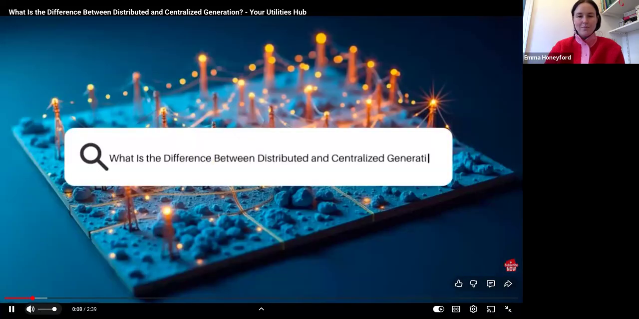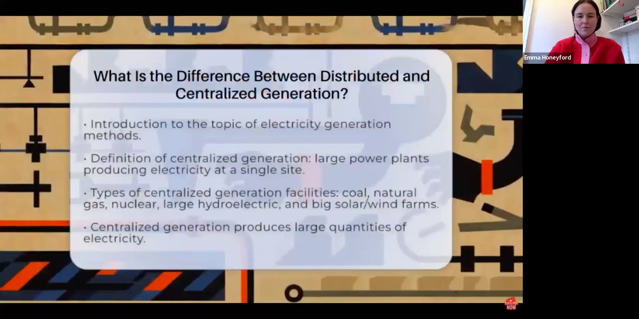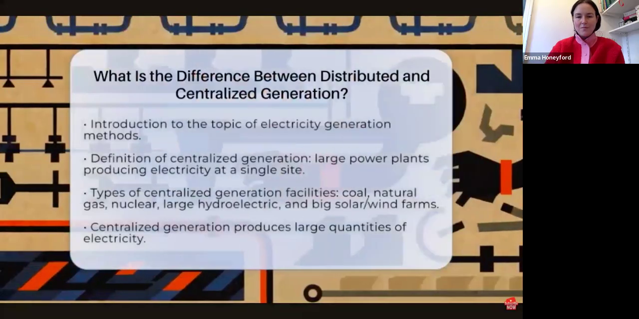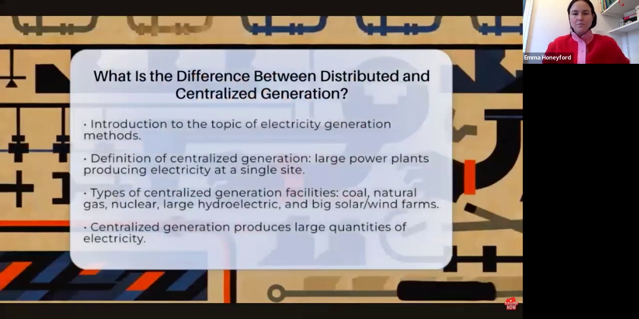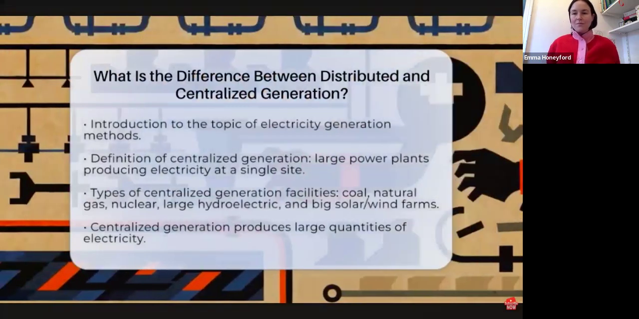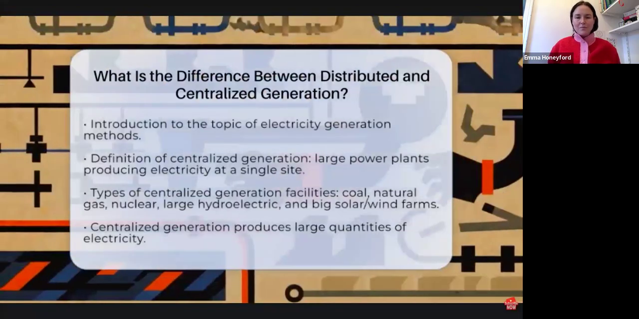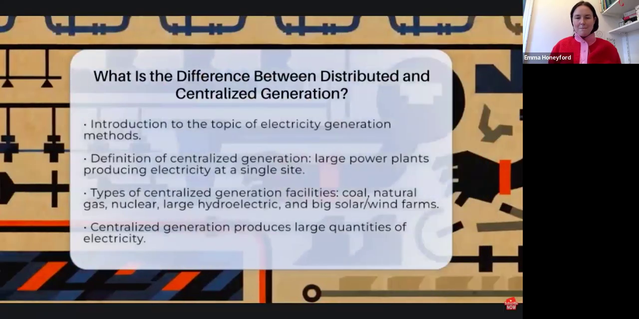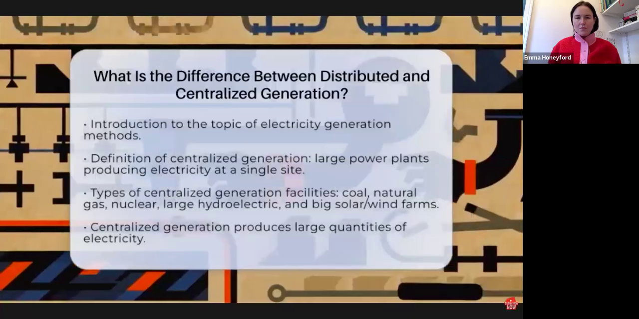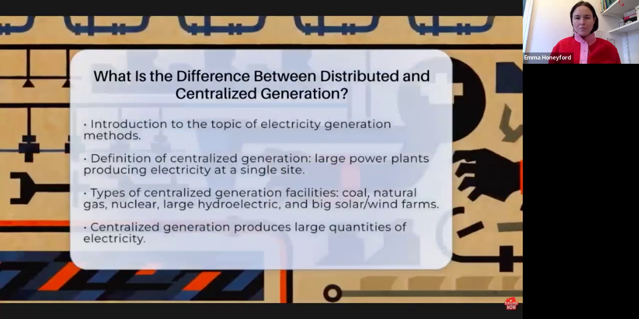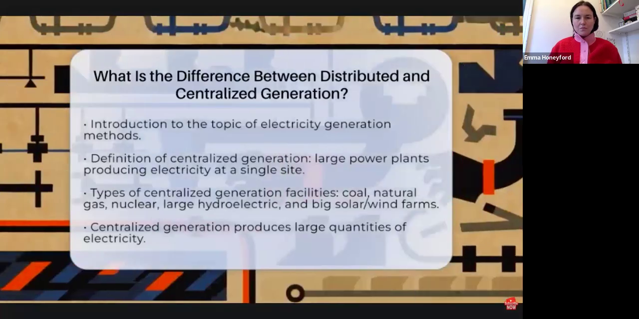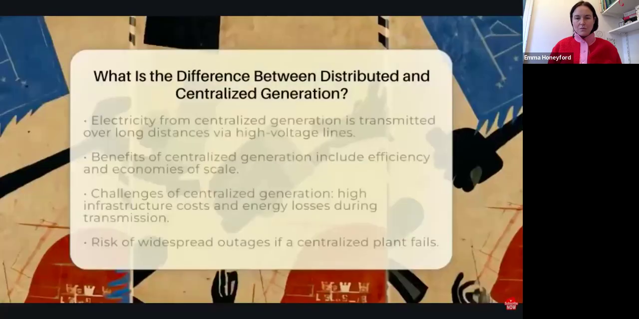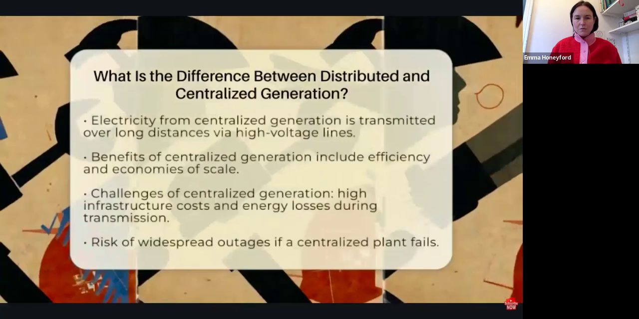What is the difference between distributed and centralized generation? Have you ever wondered how electricity gets from power plants to your home? Today, we will break down the differences between distributed generation and centralized generation. Understanding these concepts can help you appreciate how energy is produced and delivered. Centralized generation refers to large power plants that produce electricity at a single location. These facilities can include coal, natural gas, nuclear, large hydroelectric plants, and big solar or wind farms. They generate substantial amounts of electricity, which is then sent over long distances through high-voltage transmission lines.